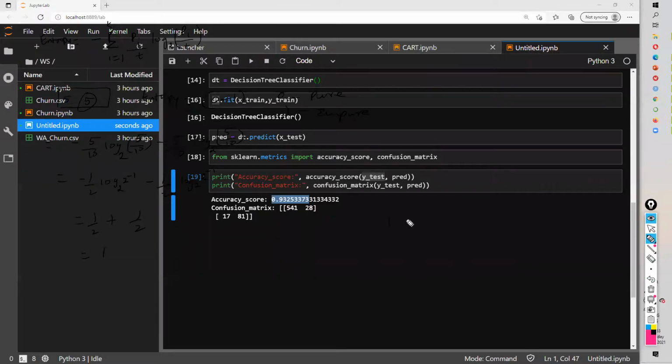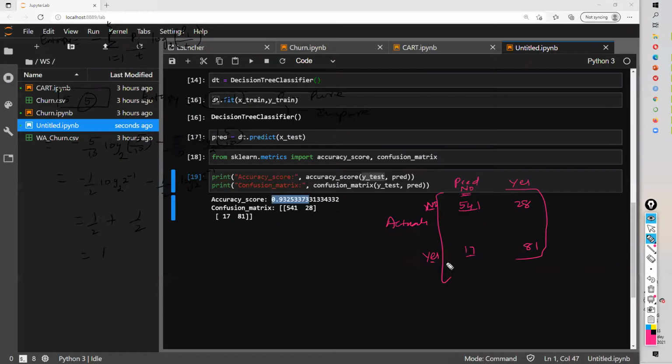Let's change the actuals, predictions. Actuals can be like no, yes. Predictions can also be like no, yes. 541, 28, 17, 81. That means when we predicted no, 541 times it was no. When we predicted no, 17 times it was yes.